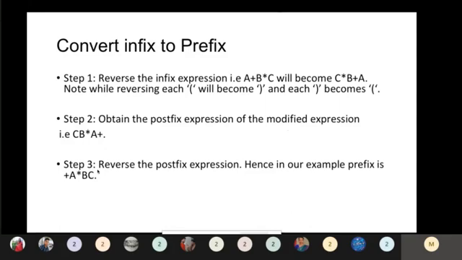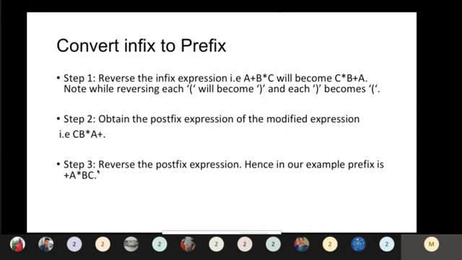Then third step, what to do? Whatever answer we got in step number 2 by applying the postfix conversion, that has to be reversed again. Whatever answer we got at step number 2, you perform the reversing operation again. That result will give the solution of the infix to prefix. So this is the way we have to convert.